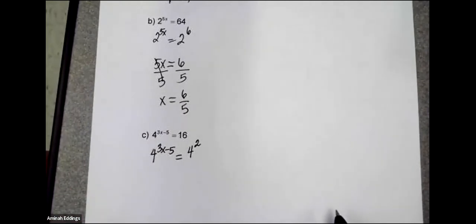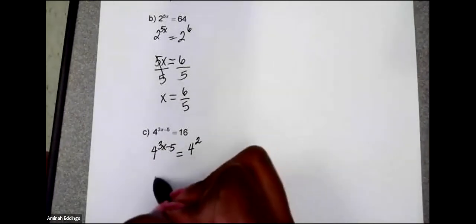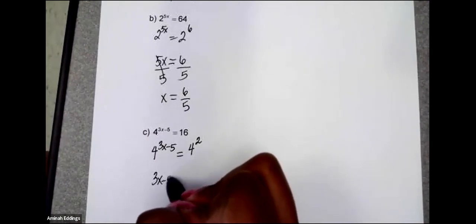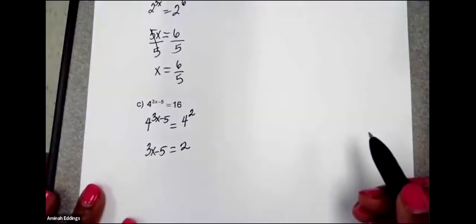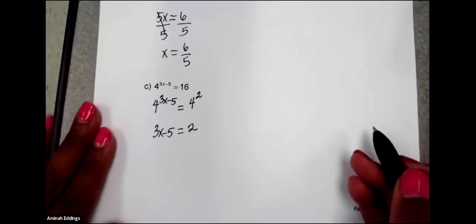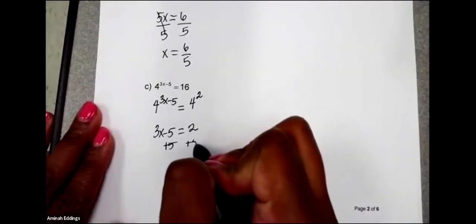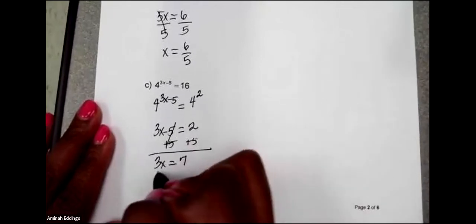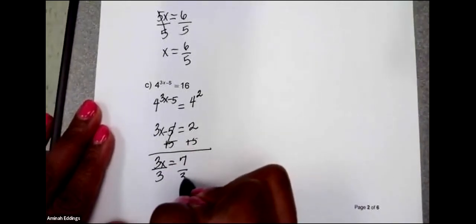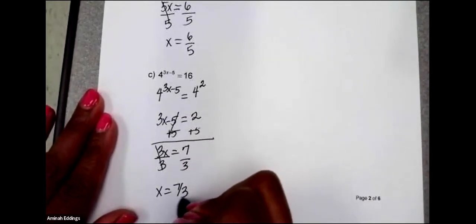Any questions there? Okay, so now my bases are the same, so I can drop my exponents down. So 3x minus 5 equals 2. And then from here, I just want to solve for x. So I can add 5 to both sides and get 3x is equal to 7. Divide both sides by 3. And my answer is x is equal to 7/3.